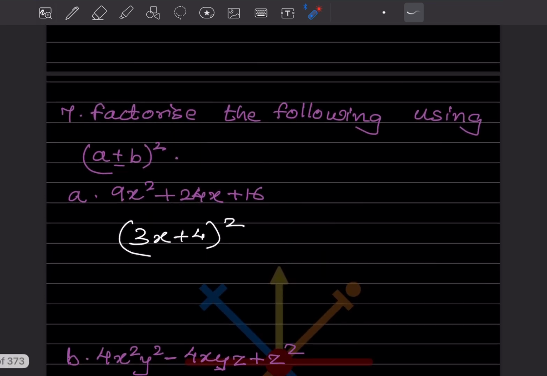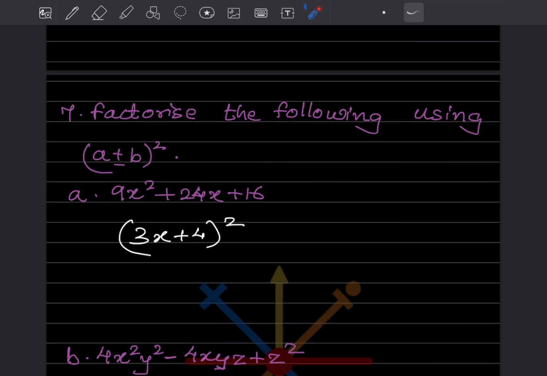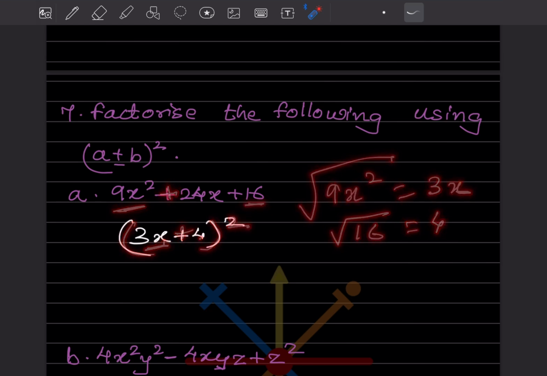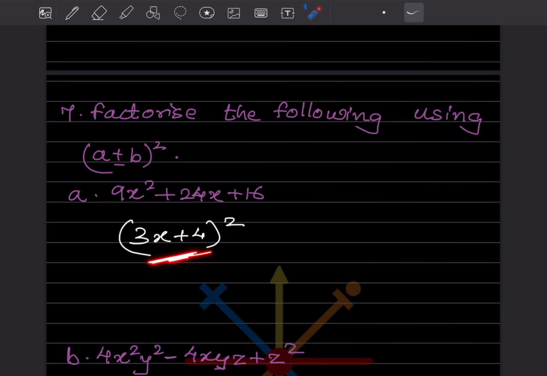Now factorize the following using (a plus or minus b) whole bracket square. This is the expression given. We have to see the first term, the middle term and the last term. From this one, when we take the square root of 9x square, that is going to be 3x. After that, whatever the sign is, plus. Now this is 16, the root of 16 is going to be 4. And the square root of that will be (a plus b) whole bracket square. So when you expand, this is just to check.